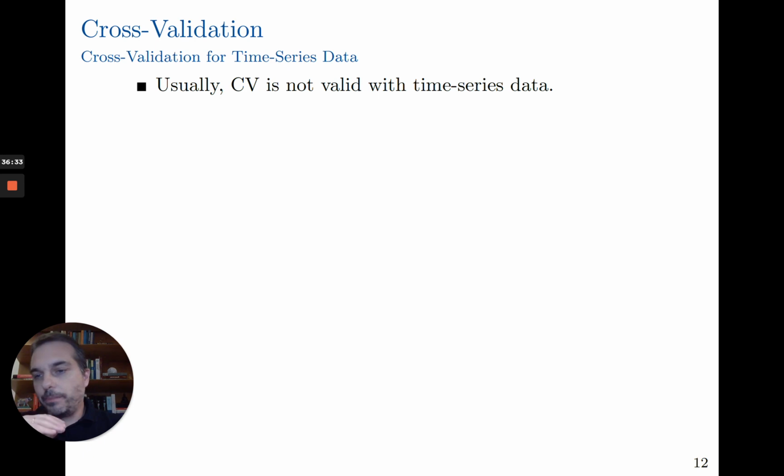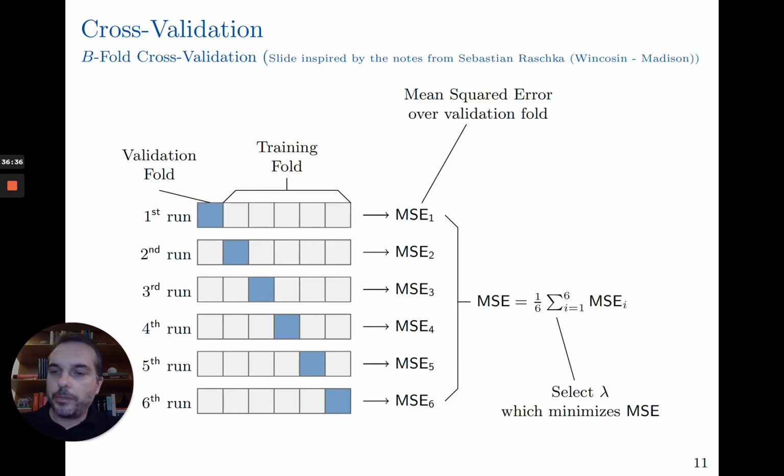Problem: this works nicely with cross-section data, but the problem is with time series data. And why? Because with time series data, this sample here, when we divide it, is not independent of that sample. The whole idea of cross-validation with cross-section data is that the data that you have here is independent of the data that we have here. So we are estimating and testing the model with two independent samples. Okay? With time series, we have dependence over the sample.